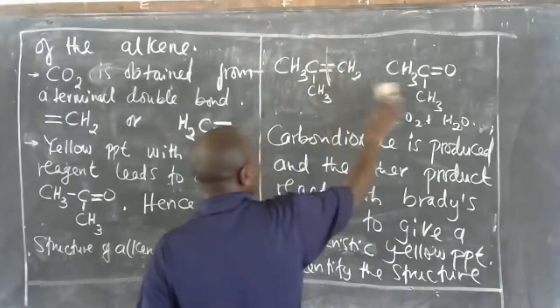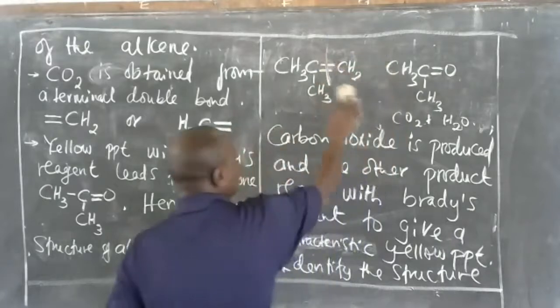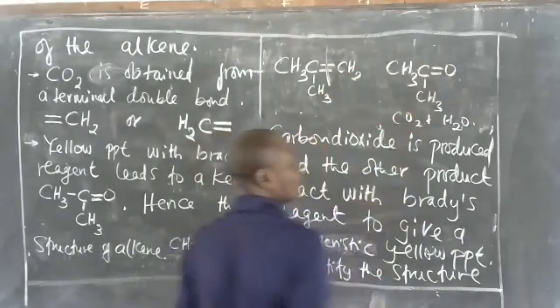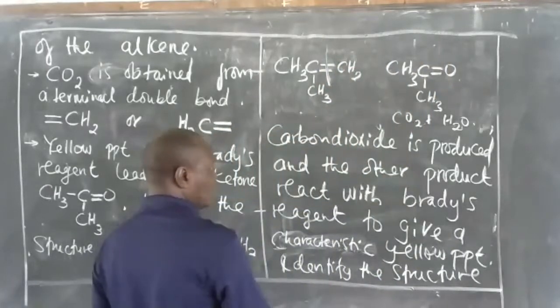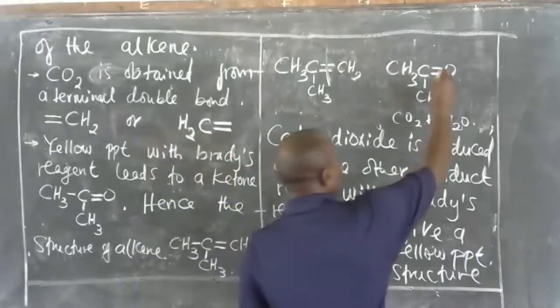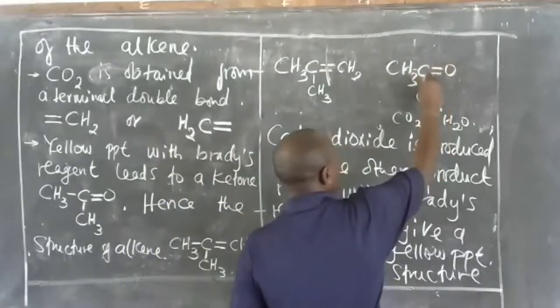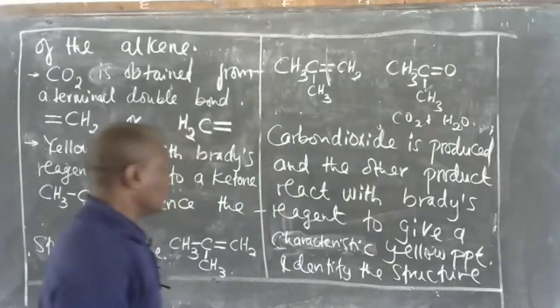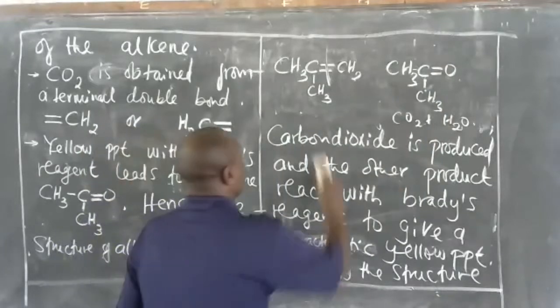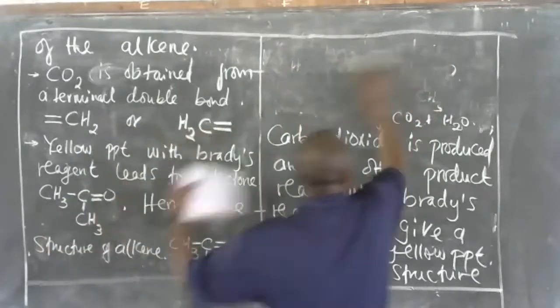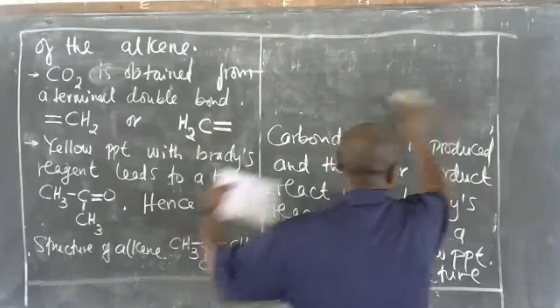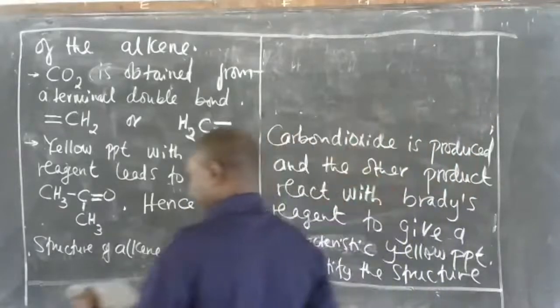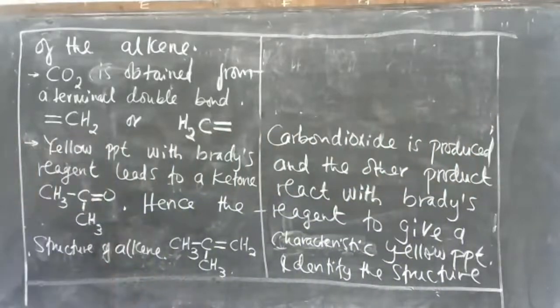So this one is giving us CO. There is no hydrogen here, so they don't give us the OH. And now, when you get CO, 1, 2, 3, 4, that means that carbon has got 4 bonds. Therefore, the compound obtained is what? The ketone. So that's becoming the structure of the alkene.